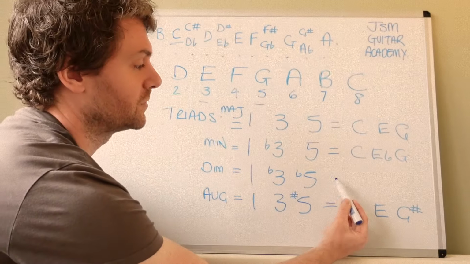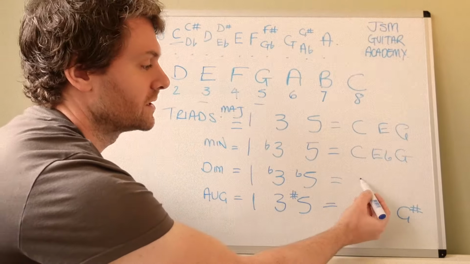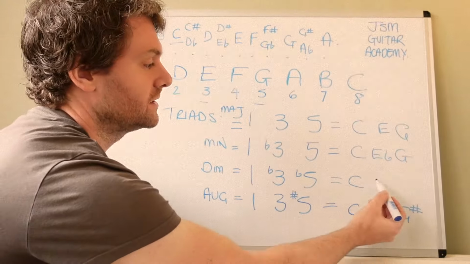Didn't add it here, did I? Let's just pop back to here. So for our diminished chord, that's going to be a C, a minor third, that's an E flat, and a G flat to have a diminished or a flat 5.